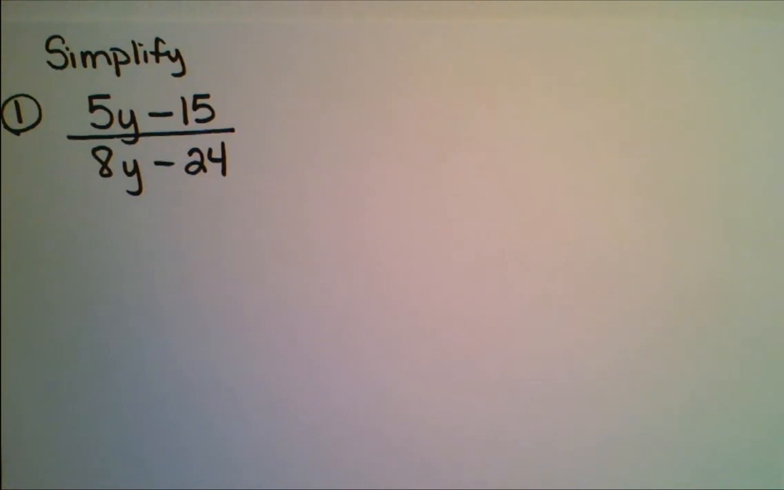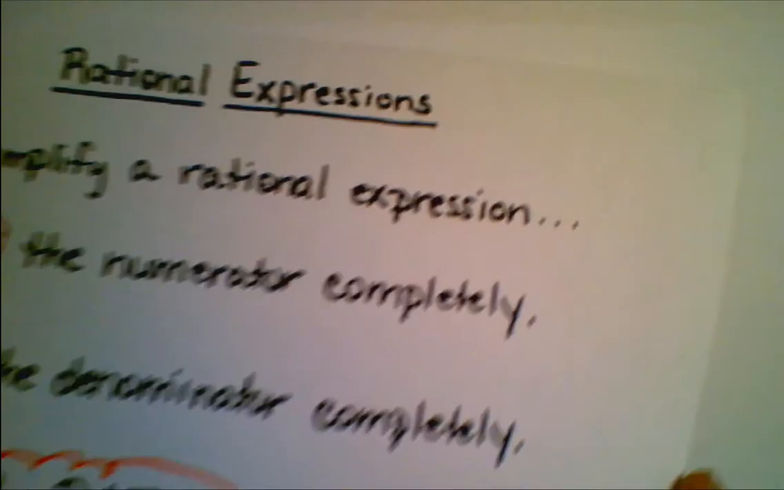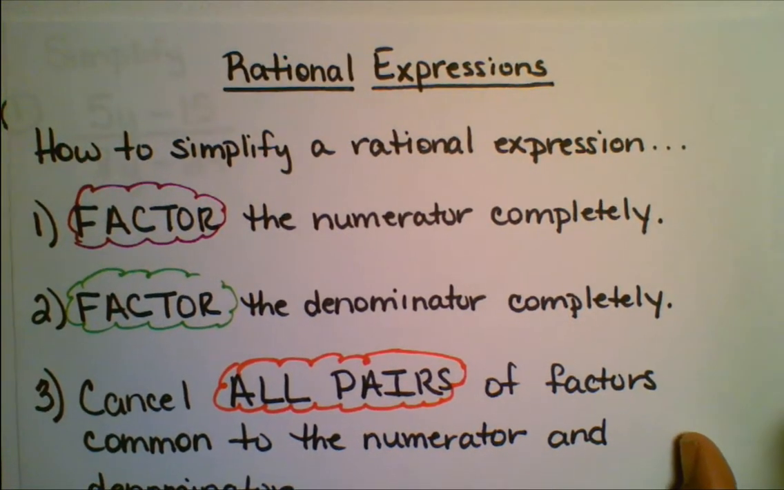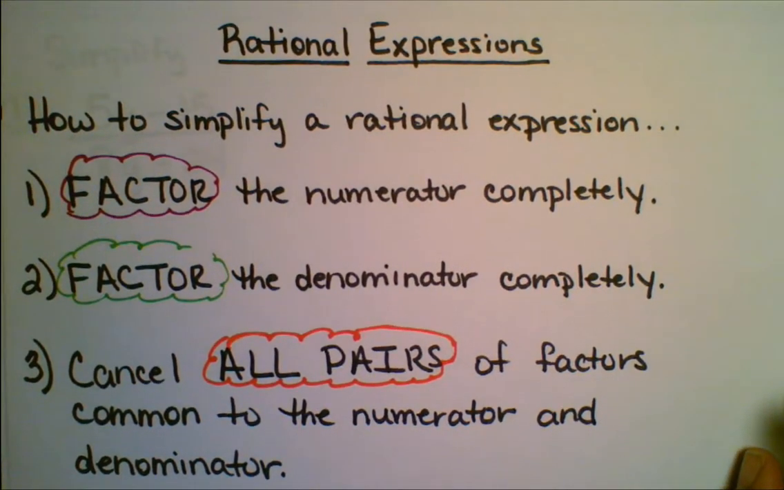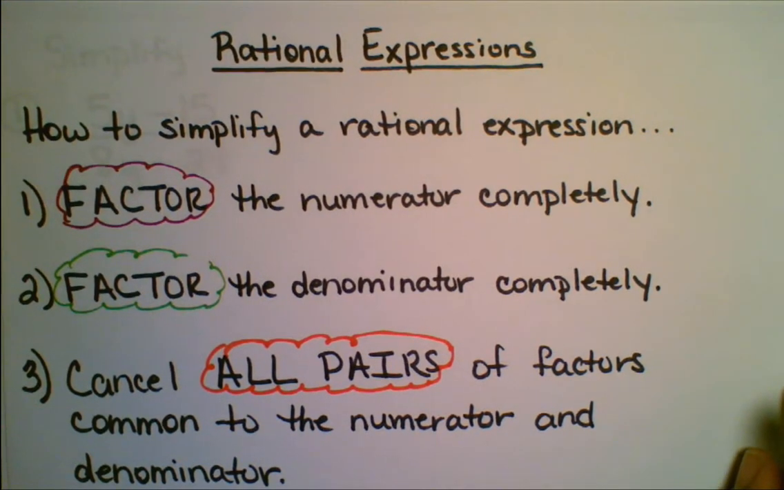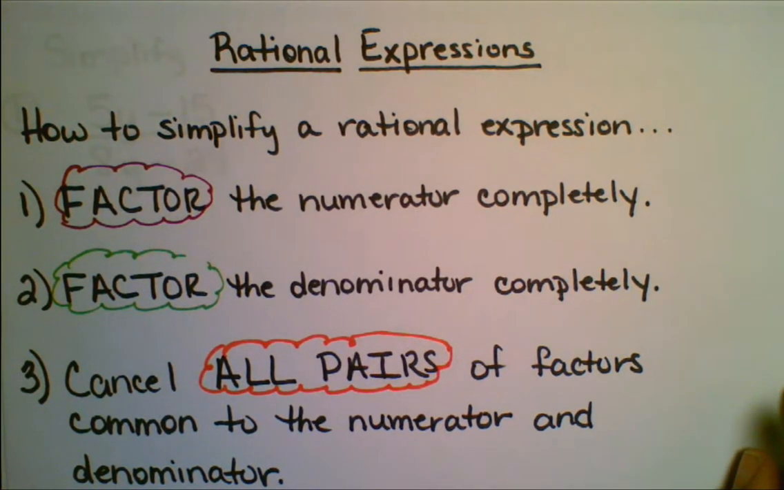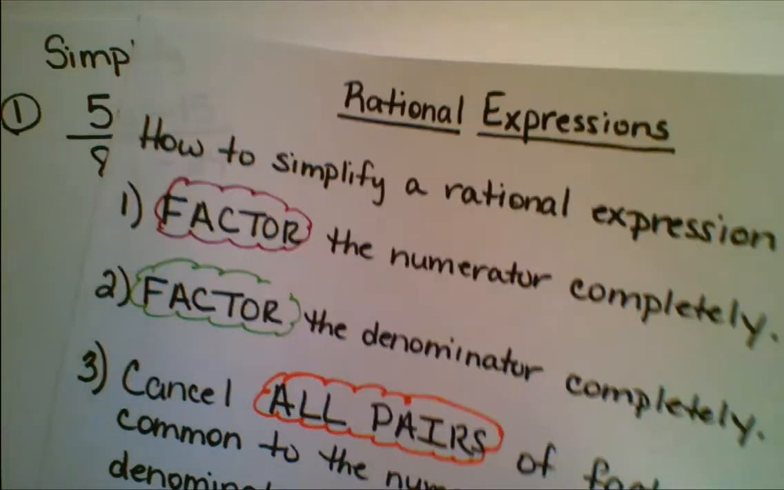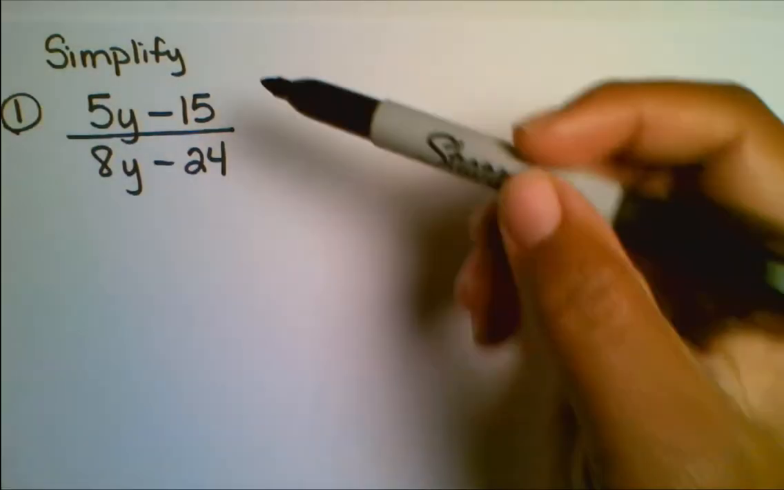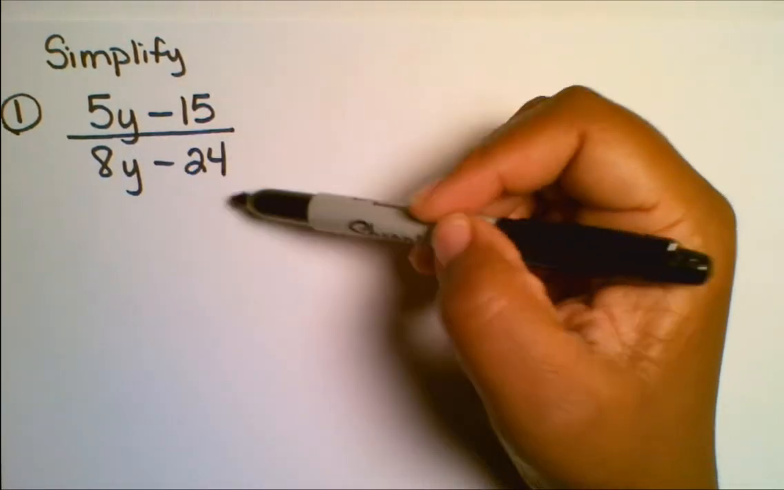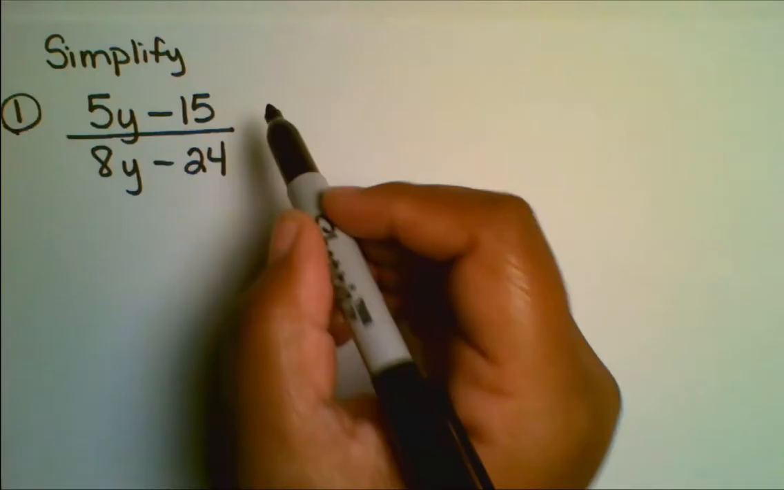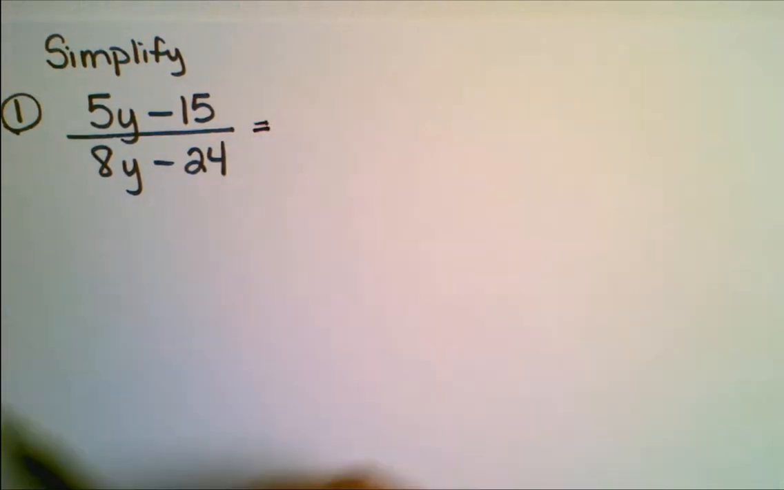So let's go back over the rules again for simplifying a rational expression. Factor the numerator completely. Factor the denominator completely. And then we're going to cancel all pairs of factors common to the numerator and denominator. So we are not to just start crossing out at the beginning. Let's factor. So look at the numerator. Let's start the factoring process.